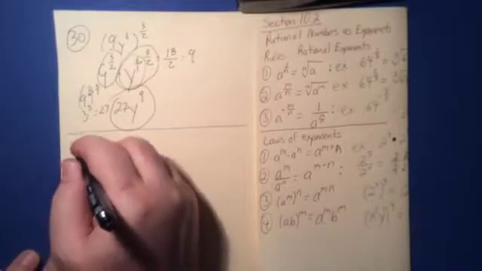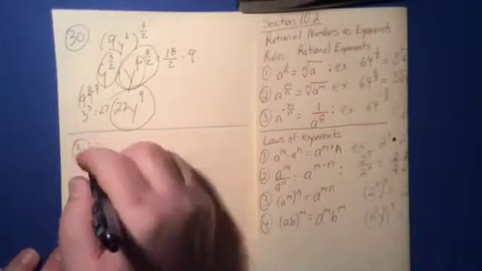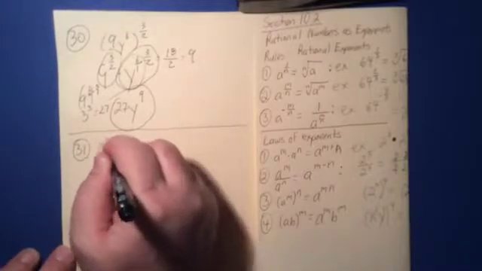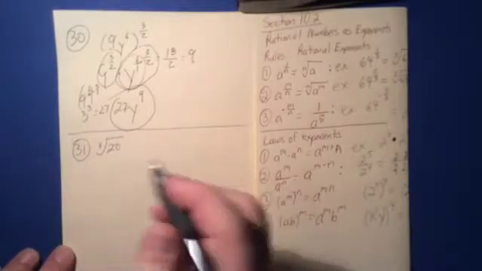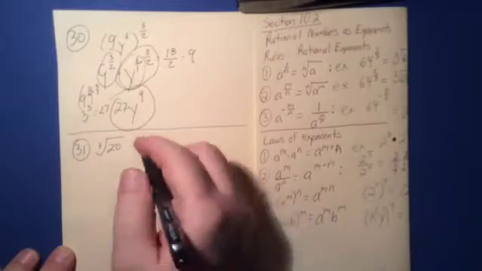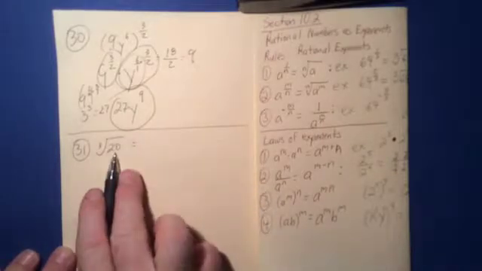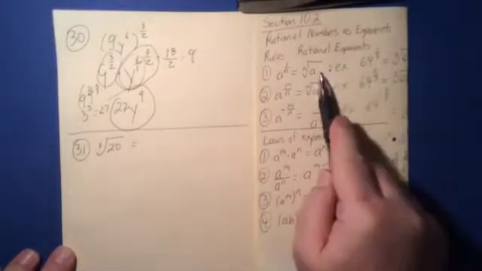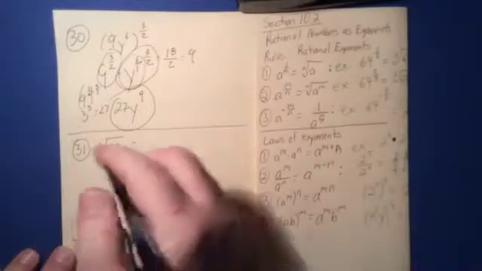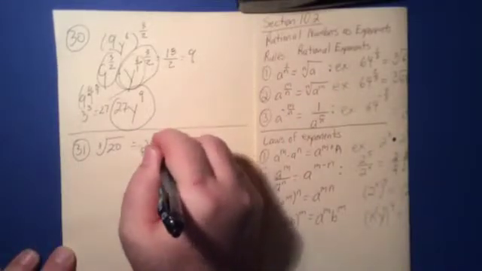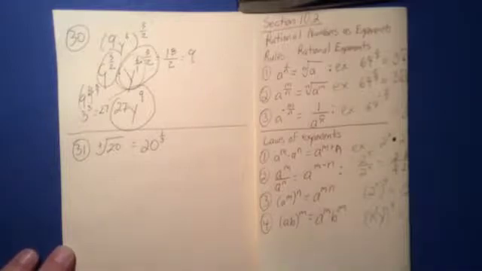Let's take a look at a few examples here. Question 31. We have the cube root of 20. Well, to write it with a rational exponent, 20 has no exponent, so we're going to say that's 1. So we're kind of working backwards from this to here. So this is going to be written as 20 to the 1 over 3.